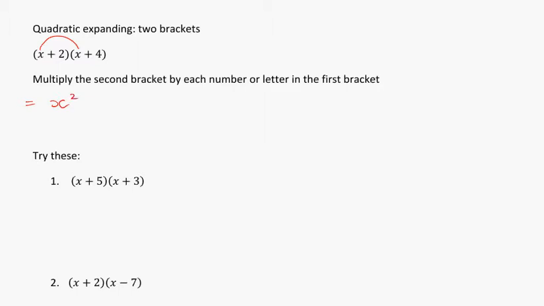So the first term in the first bracket multiplied by the first term in the second bracket gives us x squared. Now there's a mnemonic called FOIL, which helps us remember what order to do them in. So first terms multiplied together, then the outside terms. The outside terms are the x and the plus 4, and that gives us plus 4x. Now we do the inside terms. So now it's as though the x isn't there, and we're just multiplying the second bracket by the 2. So plus 2 times x is plus 2x, and plus 2 times plus 4 is plus 8.